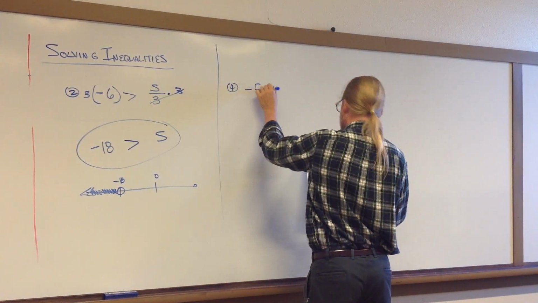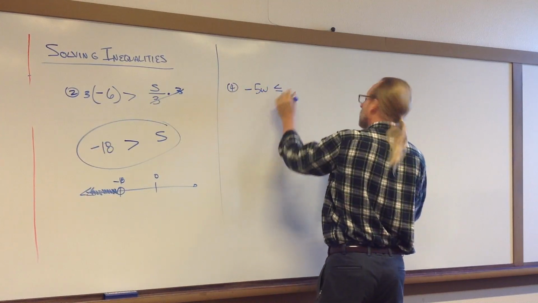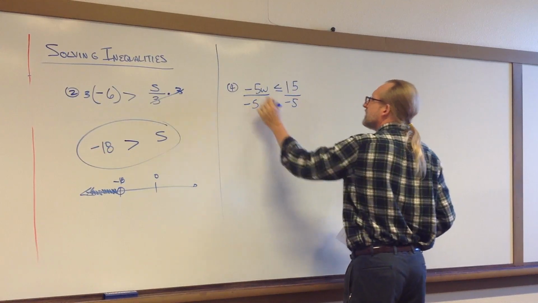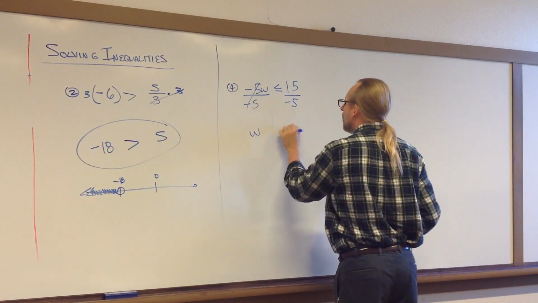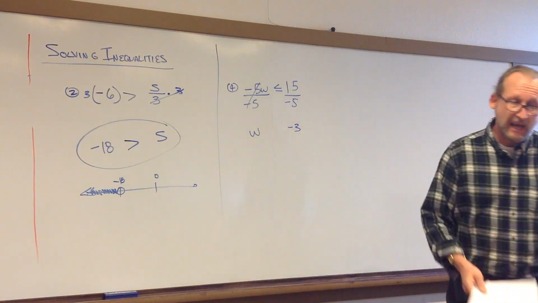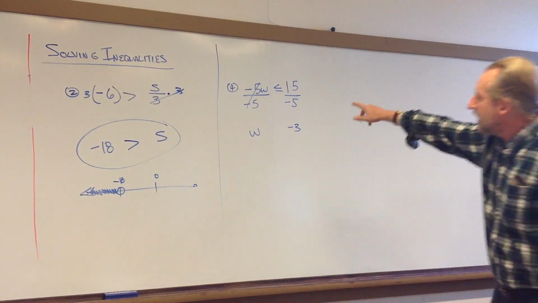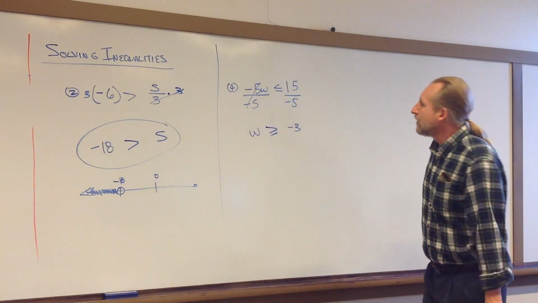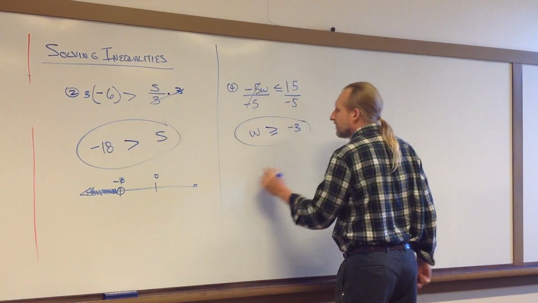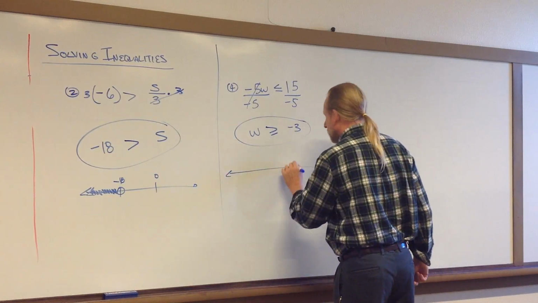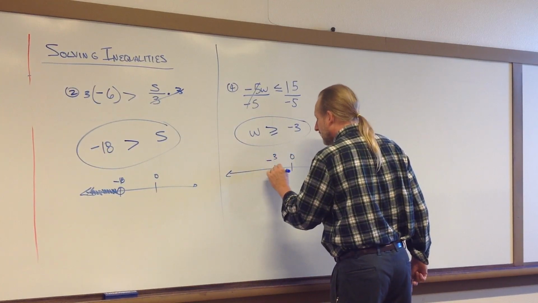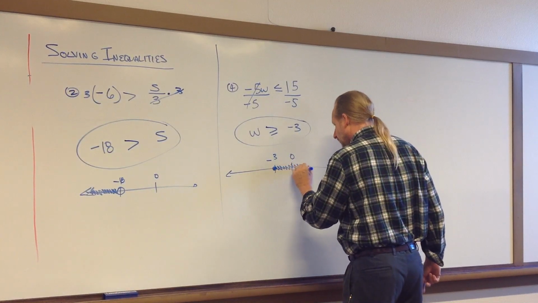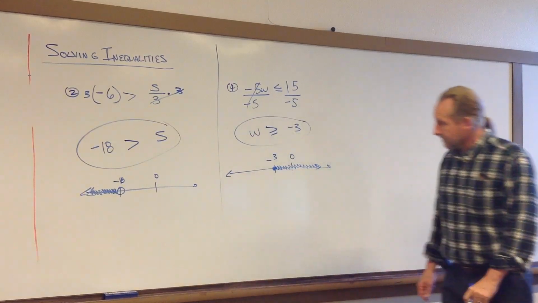Got negative 5w less than or equal to 15. Now I'm going to divide on both sides by negative 5. Over here we'll get a negative 3. And because I divided by a negative number, this thing needs to flip around and say w greater than or equal to negative 3. And if we put this on a number line, there's our negative 3. We'll color that in for the equals to, and then we want the variable to be greater than that value.